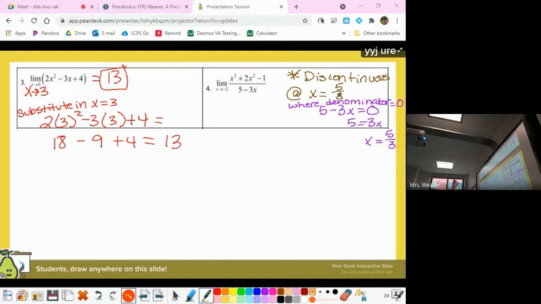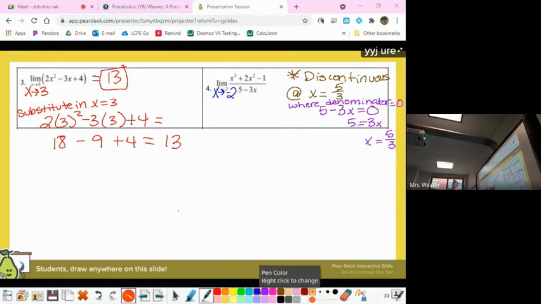Okay, where are we looking for the limit on this one? We want the limit as x approaches -2. It's okay that it's discontinuous at 5 over 3 because that's not where we're looking at the graph. That means the graph is continuous everywhere else. So we're okay to still do substitution here.